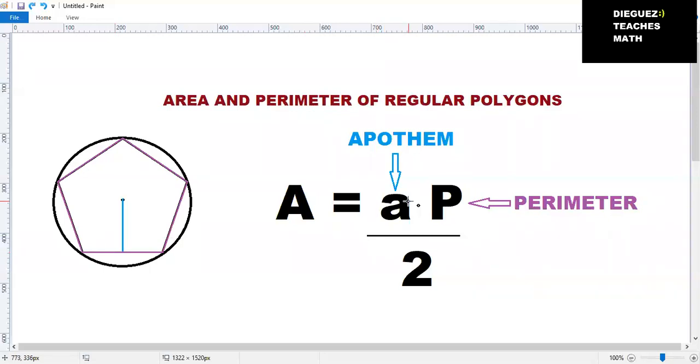So to find the area of a polygon, we have the formula here, which says the area equals apothem times perimeter divided by 2. So the apothem is going to be the distance from the center of the figure down to one of its sides, okay? So it has to go from the center to the side, so over here to one of the flat lines. The perimeter is going to be the distance all around the figure. So all of this, the purple.